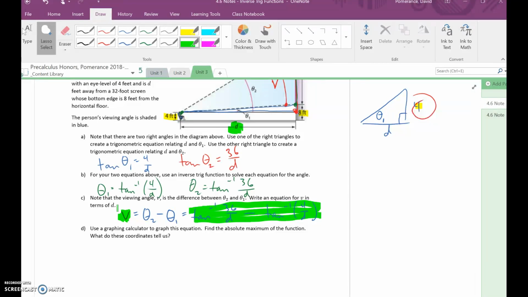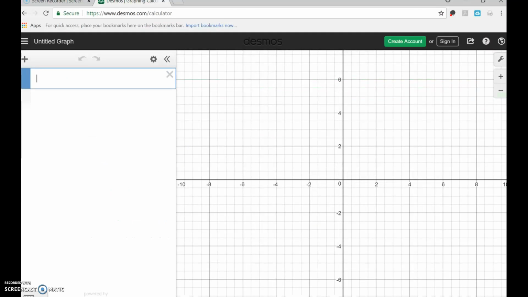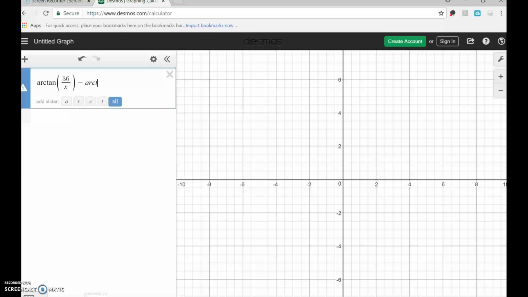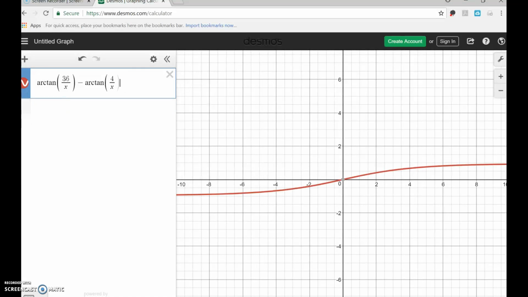So I'm going to pause this for a second. I got my calculator in hand. This time I'm just going to use Desmos so you guys can see what's going on. But graph in whatever you want to graph in our function, which is the inverse tangent, or arctan, of 36 over D, but I'm going to call my D value X, because we don't have a D axis, it's an X axis, minus arctan of 4 over D, and we get ourselves a graph.